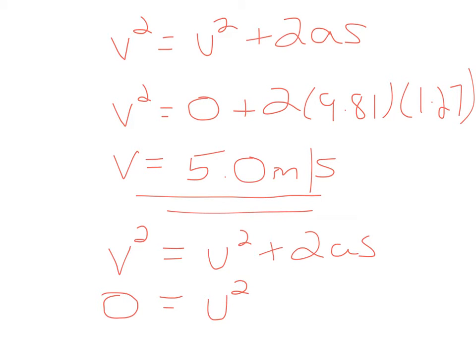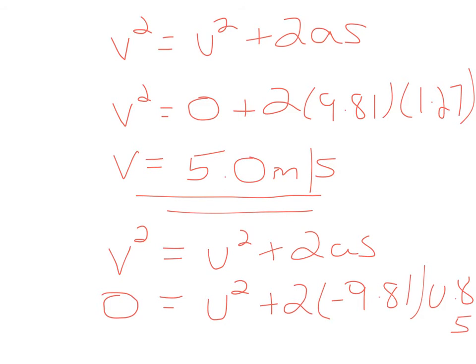So because I'm considering the speed upwards to be positive, I have to consider everything downwards to be negative, which means my acceleration this time is minus 9.81, and it moves 0.85, sorry about that, so that's 0.85 meters.